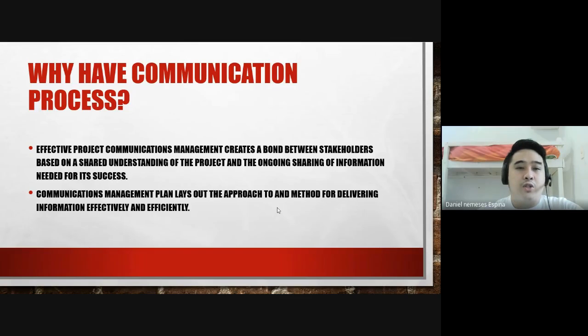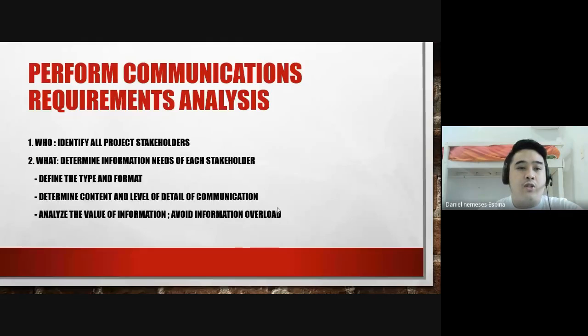So, performing communications requirements analysis. These are the questions that must at least all be answered by our communications, whatever form it is. First, identify all the project stakeholders. We already did this by doing the project stakeholder analysis, so we have determined our stakeholders and their information needs. Now is the time to define the type and format. Is there a formal type and format?